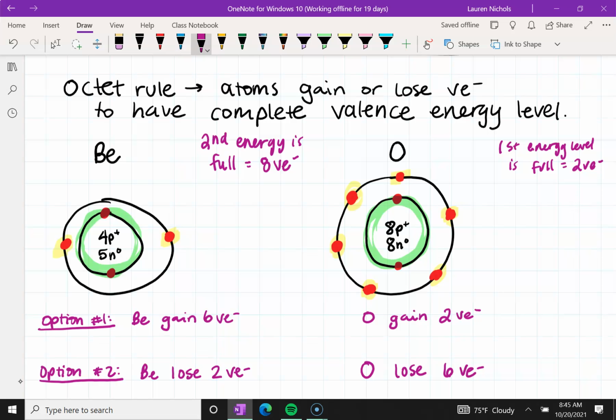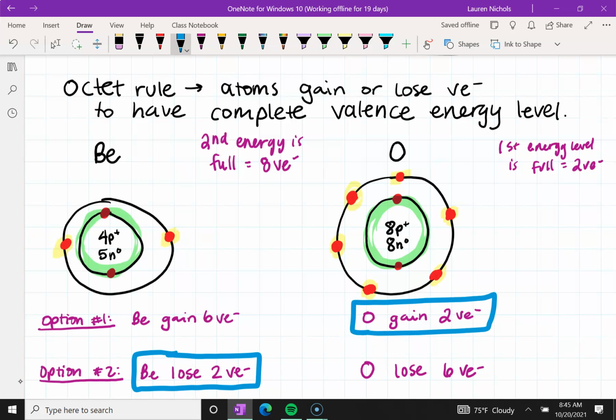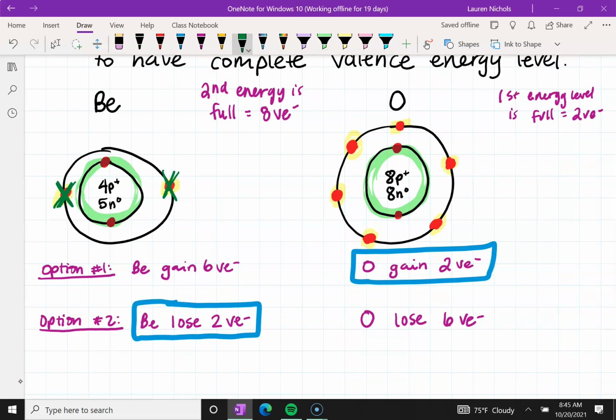And so what happens is these atoms are going to do whichever one requires the least amount of energy. So basically, which one is the easiest, to gain or lose a smaller amount of electrons? So beryllium is going to lose 2 valence electrons because that's the smallest amount. But oxygen is going to gain 2 valence electrons. So this electron and this electron are gone. And when they leave, beryllium will become a cation with a positive 2 charge.